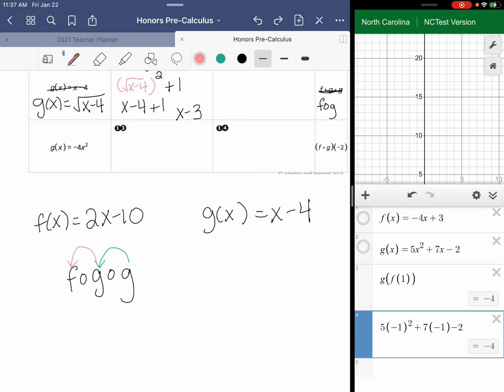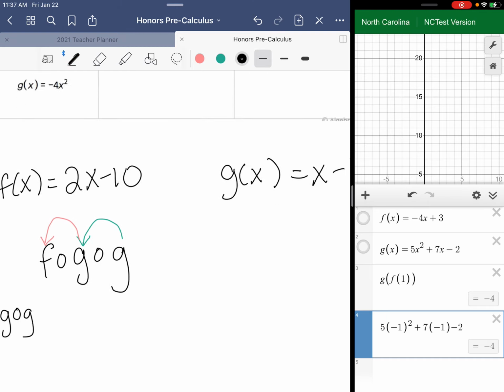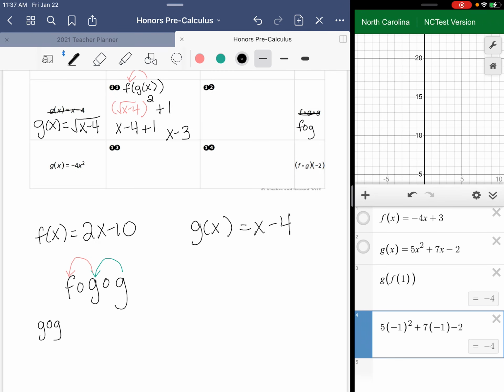So we're going to start by finding g of g. So g of g means I'm going to take the g function and plug into the g function. So the g function is x, so we're going to put parentheses minus 4. And we're going to actually input that g function, which is going to be x minus 4 again. So this is going to turn into x minus 8.